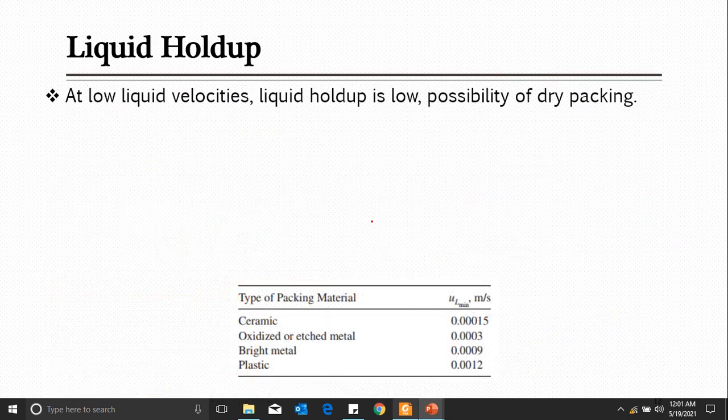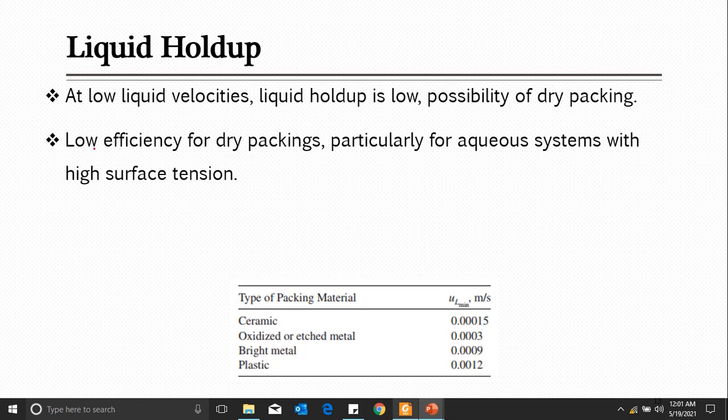Next few points here, I am concluding. Liquid hold up: at low liquid velocities, keeping the overall diameter of the column the same, if the liquid flow rate is low, there will be low liquid velocity. In that case liquid hold up is low, and the possibility is that some of the packing will be dry, or there will be something like channeling and so on.